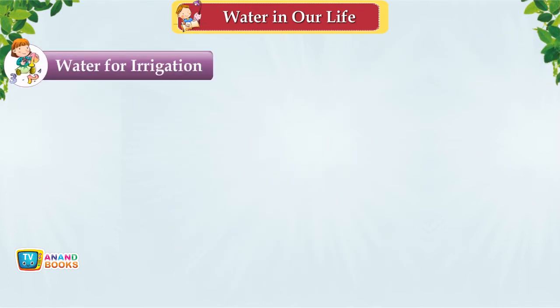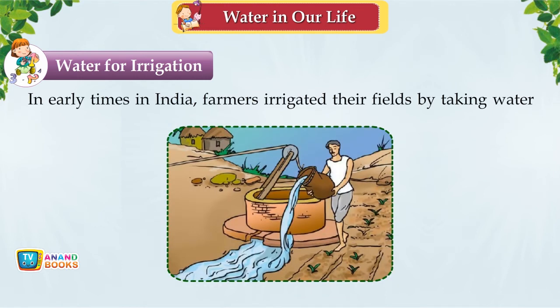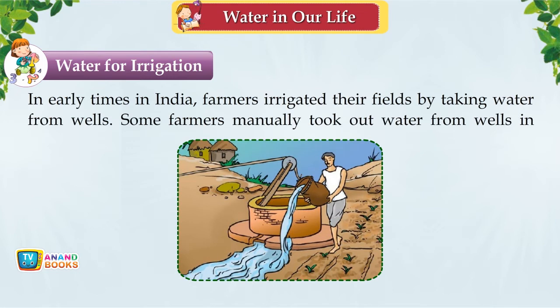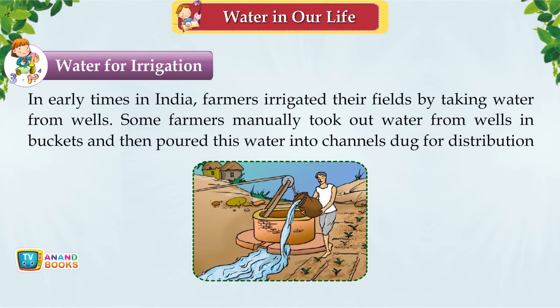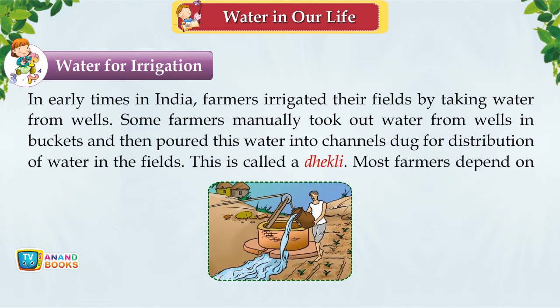Water for irrigation. In early times in India, farmers irrigated their fields by taking water from wells. Some farmers manually took out water from wells in buckets and then poured this water into channels dug for distribution of water in the fields. This is called a dhekli.